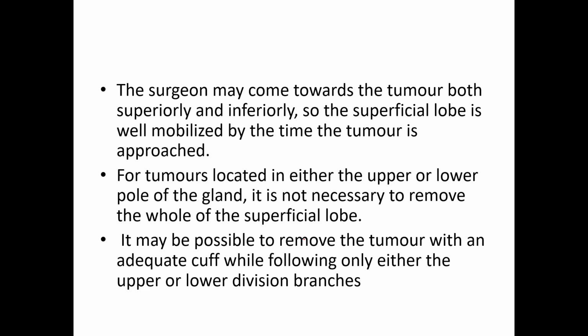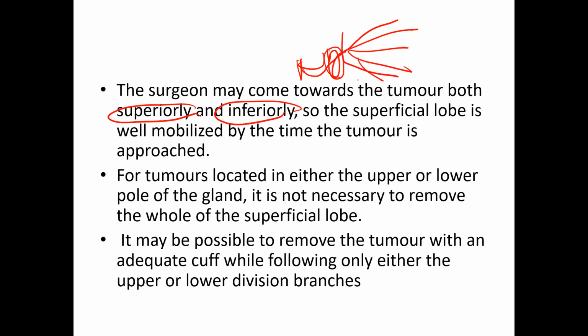The surgeon may come toward the tumor both superiorly and inferiorly. You have to see, when this is the mastoid process, this is the styloid process here, and the nerve branches are coming like this, and the parotid is over here. So you have to see the basal branches. You are going to go nearer, nearer, nearer, and you have to look for the facial nerve, and you have to remove this tumor of the parotid slowly.